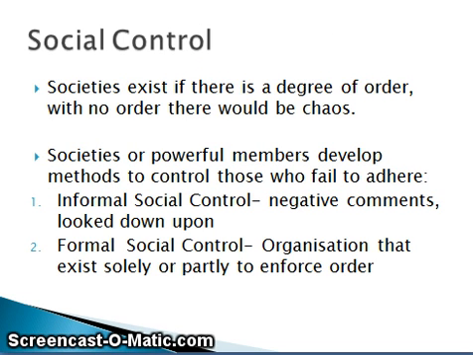So, social control. Social control exists because without it, many people argue that society would be in a state of chaos. You need a certain degree of order within society for this to happen. And where social control comes from is powerful members of society in one of two ways. Informal social control, such as negative comments, being looked down upon, society's judgments, and formal social control, so organisation and rules. So we'll look at the second one to start with, formal social control.